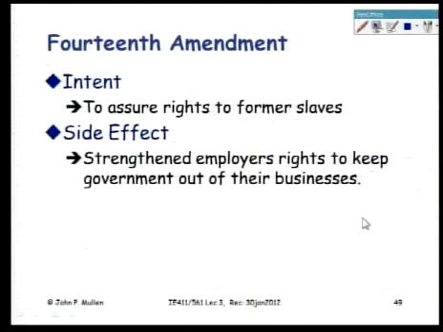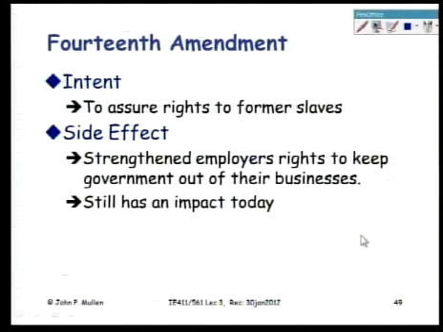It has strengthened the rights of employers to keep government out of their business. A factory is private property. It says in there, equal protection of the laws, and not deprive any person of life, liberty, or property without due process of law. So this has made it very hard for the government to go into a factory and say, that's not safe, stop doing it.